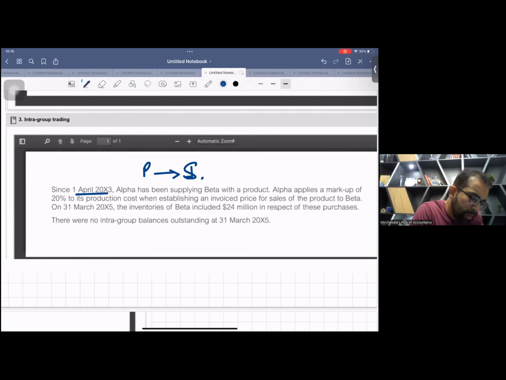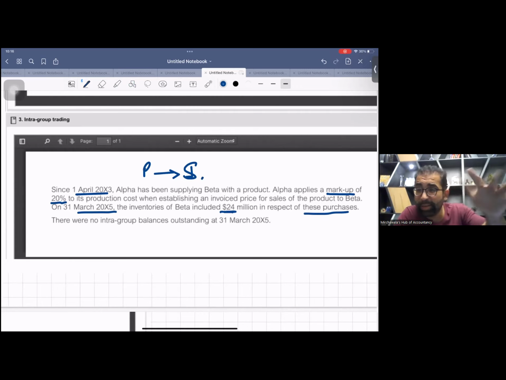Alpha has been supplying Beta with a product. Alpha applies a markup of 20%. Markup means profit percentage on cost, to its production cost when establishing an invoice price for sales of the product to Beta. On 31st March X5, the inventories of Beta include 24 million in respect of these purchases.